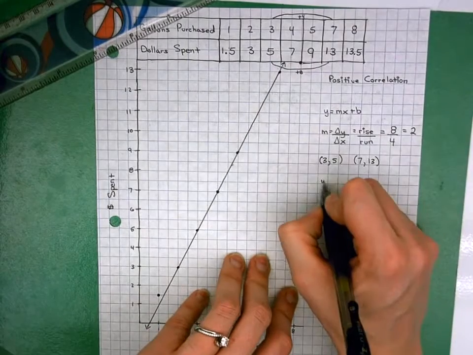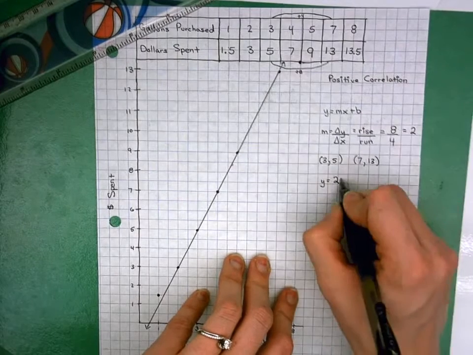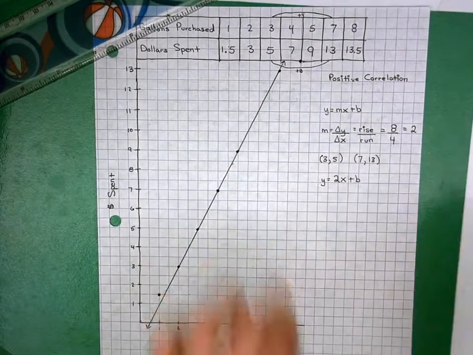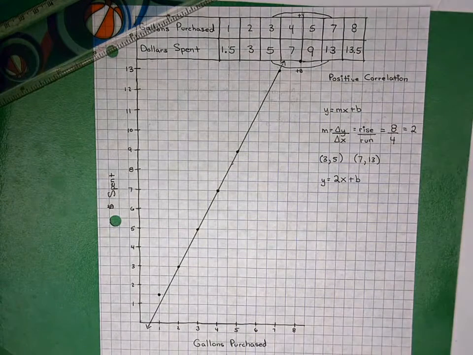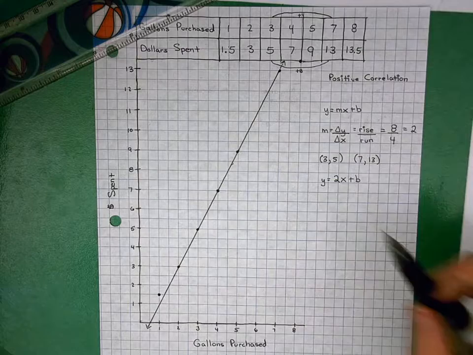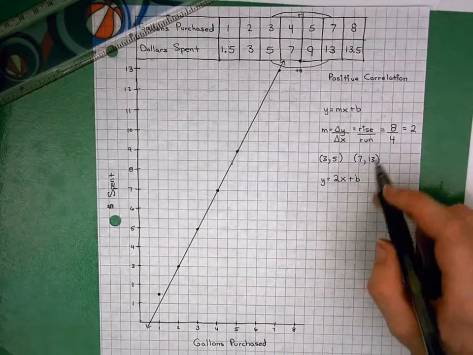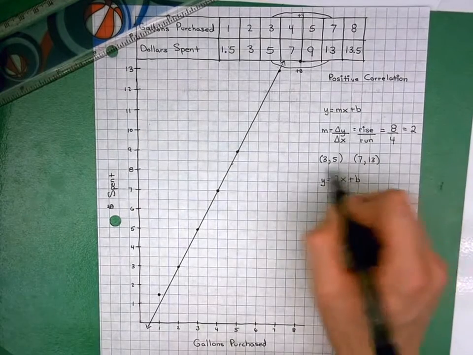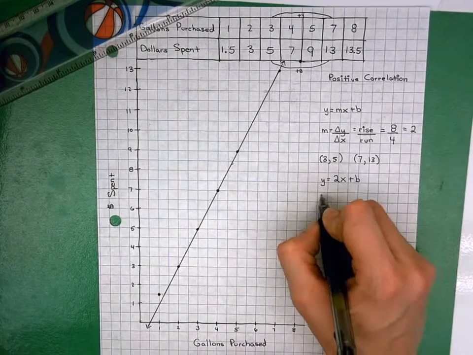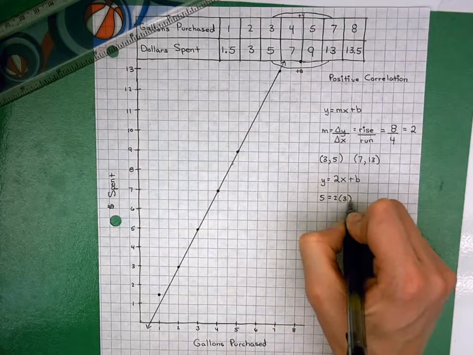Okay, so we have y equals 2, which is my m, x plus b. I still don't know b. To find b, I'm going to use either one of these points because they were both used to actually draw in the line. I'm going to go ahead and use the 3, 5 one simply because they're smaller numbers, but again, either one would work. So the 5 goes into my y, and the 3 goes into my x, and I'm going to solve for b.